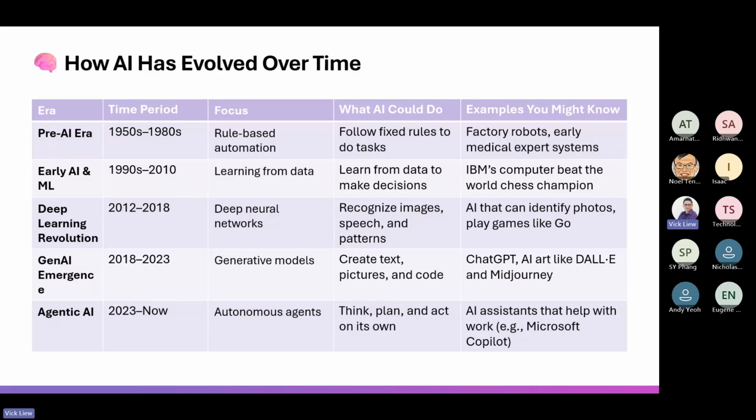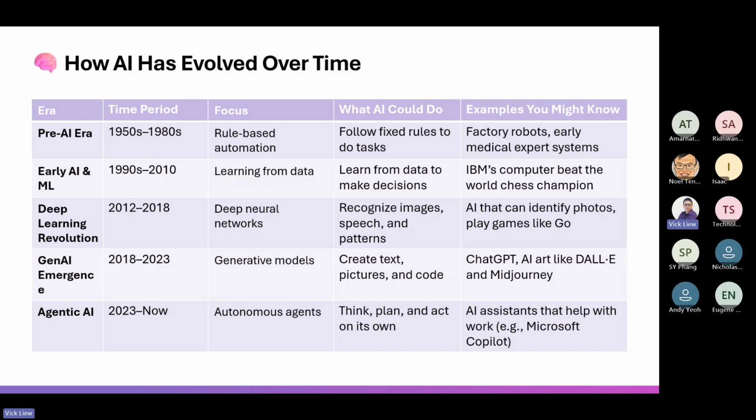I'd like to share something about the history of AI and where it came from. I did some research and prepared this: how AI has evolved and so on. It all started with the fourth industrial revolution, where automation was the trend to increase production and lower the time needed to produce things. The focus was rule-based automation and robotics in factories, following a fixed rule to do a task, like a factory robot or an early medical expert system.